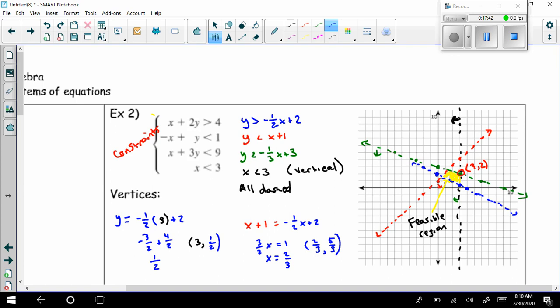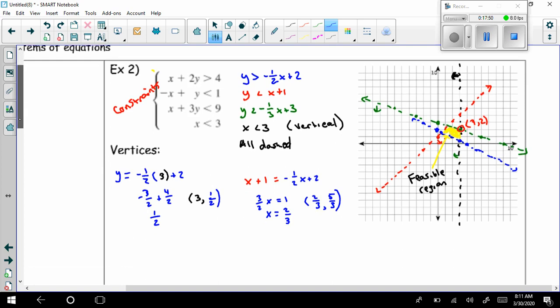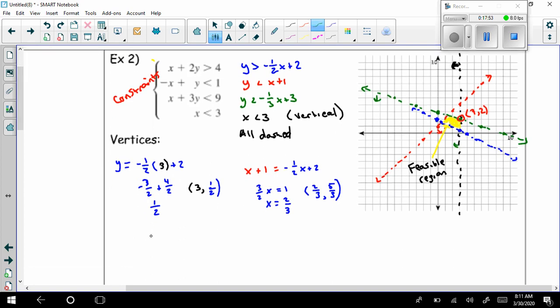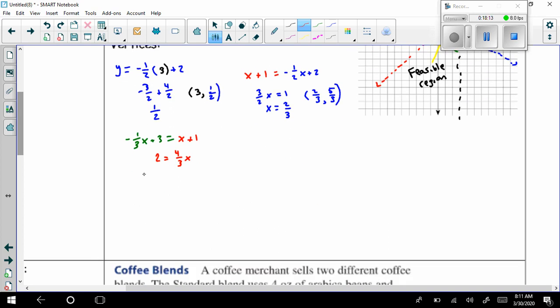Okay. So that's where the red and the blue meet. So that's this point right here. So now I need where the red and the green meet. So same thing, I can just set them equal to each other. So I have -1/3 x plus 3 is equal to x plus 1. So 2 is equal to, this is a whole number, is 3/3 plus 1/3 is 4/3 x. So multiply this side by 3/4, cross divide, and x equals 3/2.